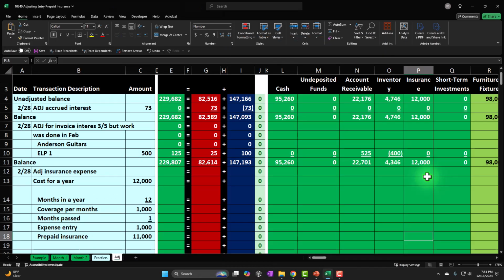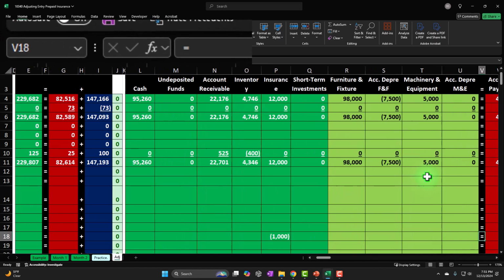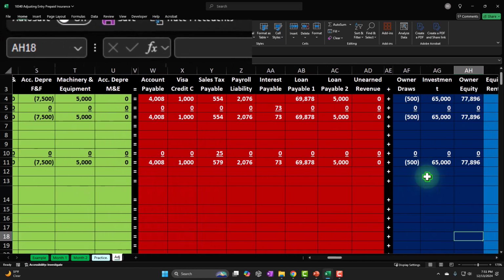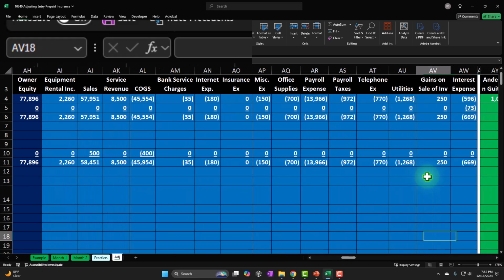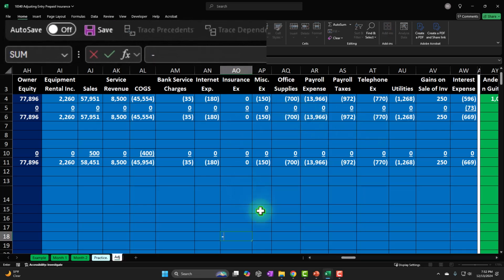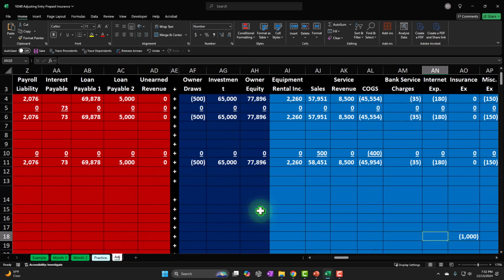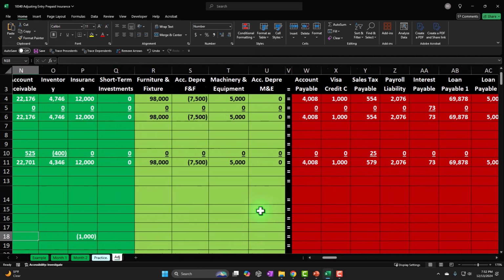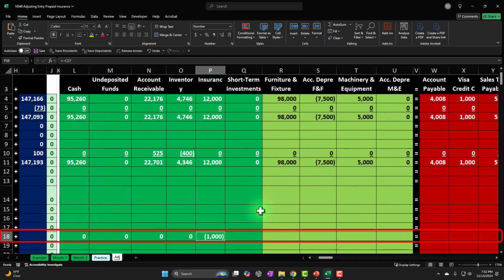All right. So let's say we have the 1,000 insurance is going to go down for 1,000. We'll say decreasing by this 1,000. And the other side's going to go into insurance expense, over here somewhere. Insurance expense negative because it's bringing down the equity by the 1,000. And then we'll just zero across the board. Zeros across the board.